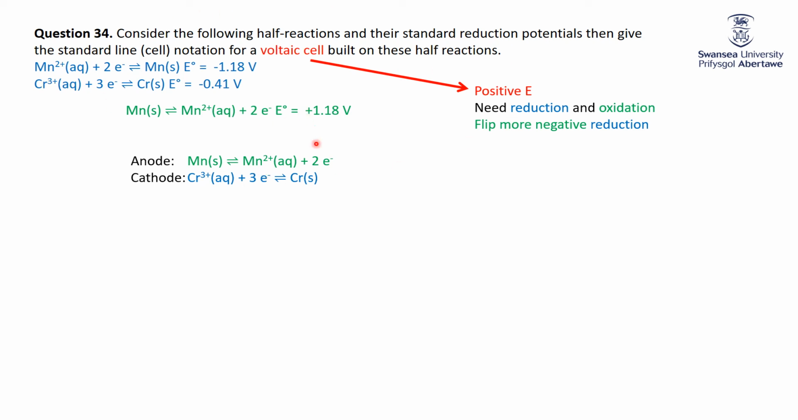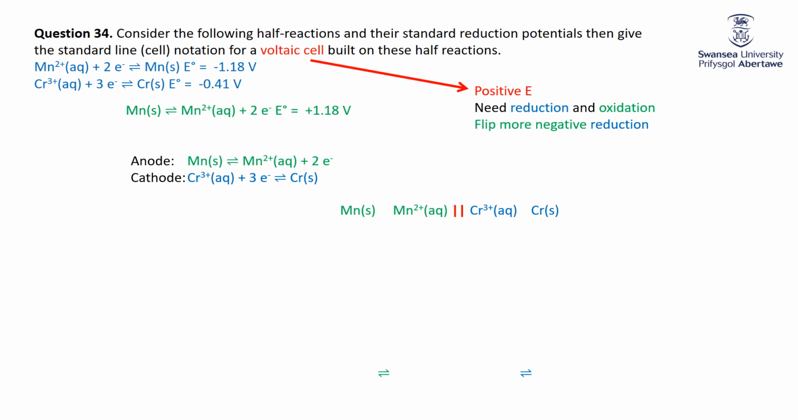What we've done so many times, we got 2 reductions to make a voltaic cell. We flip the one that has the more negative of the reduction potentials to turn it into the best oxidation potential. So manganese is the anode, chromium is the cathode. So on the left-hand side of our cell notation, we write the anode, and then 2 lines, and on the right-hand side, we write the cathode. So there we are, Mn goes to Mn2+, Cr3+ goes to chromium.